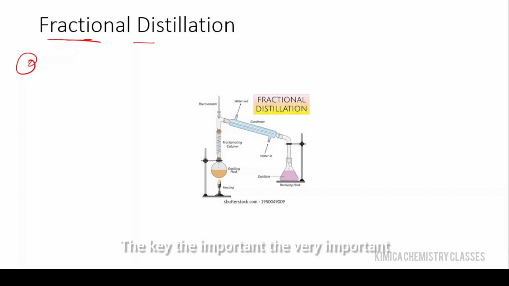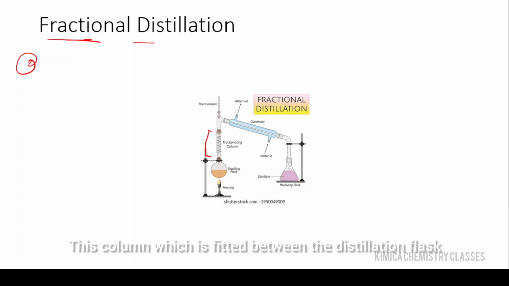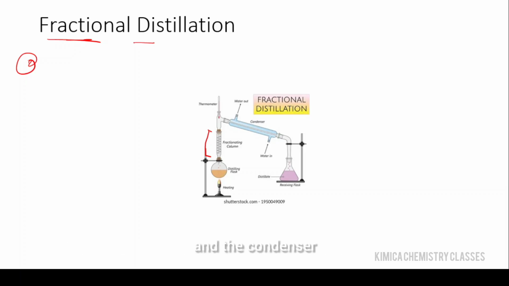The very important component in fractional distillation is a fractionating column. As you can see in this picture, I have taken all these pictures from the internet for better understanding of this topic. This is a fractionating column. This column is fitted between the distillation flask and the condenser. As you can see, this is the condenser and this is the distillation flask, and the column is placed between these two.